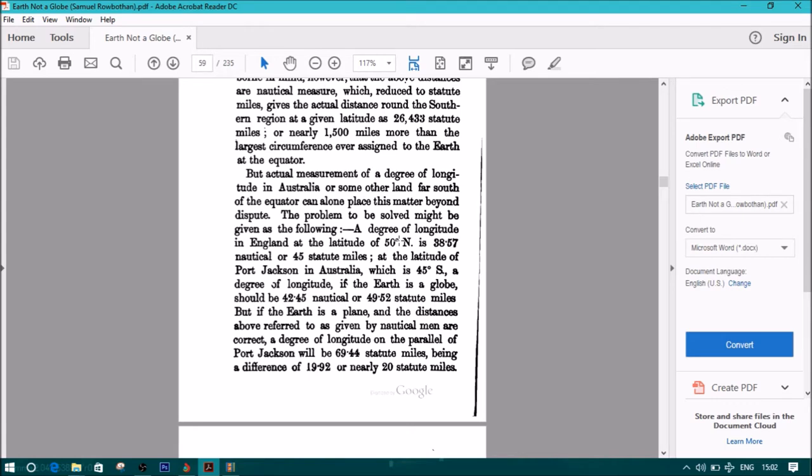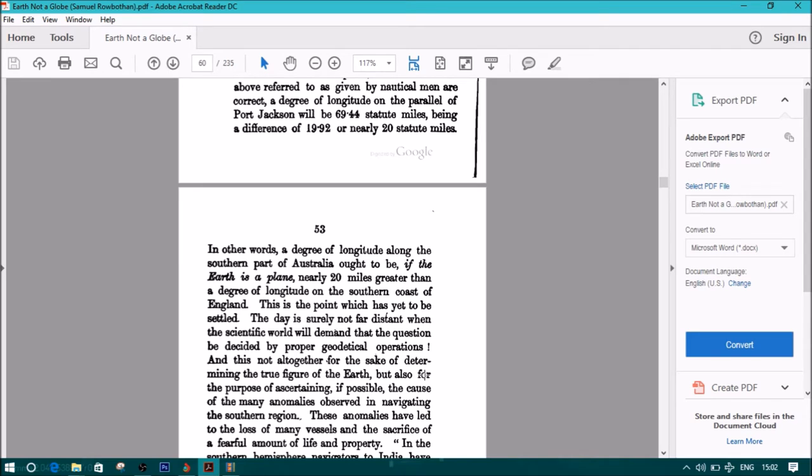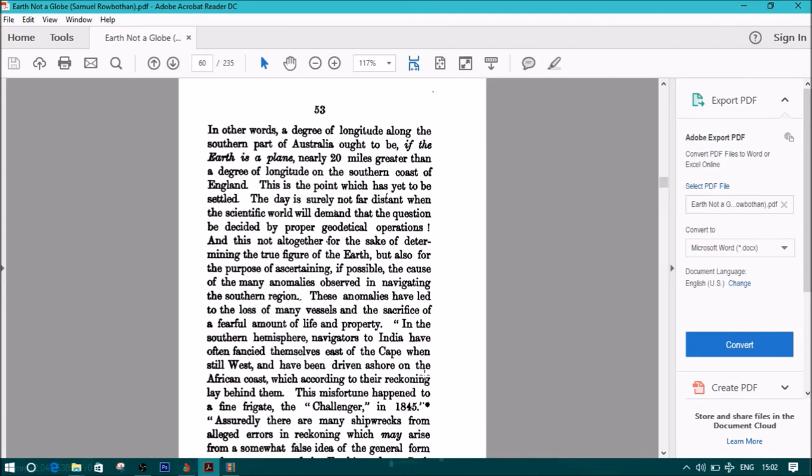But if the Earth is a plane, and the distances above referred to as given by nautical men are correct, a degree of longitude on the parallel of Port Jackson will be 69.44 statute miles, being a difference of 19.92, or nearly 20 statute miles. In other words, a degree of longitude along the southern part of Australia ought to be, if the Earth is a plane, nearly 20 miles greater than a degree of longitude on the southern coast of England. This is the point which has yet to be settled.